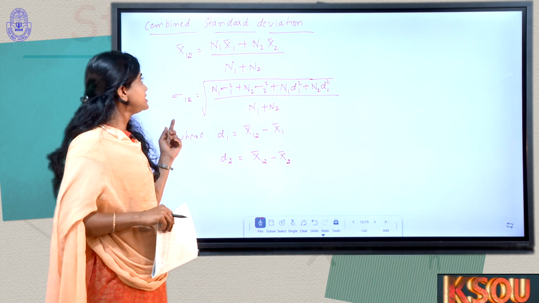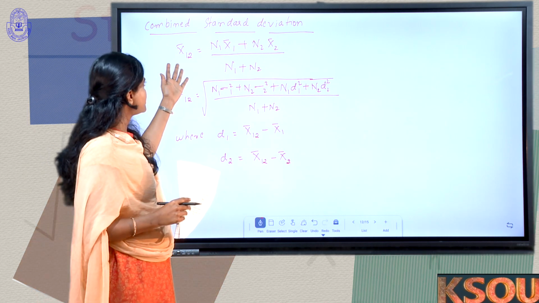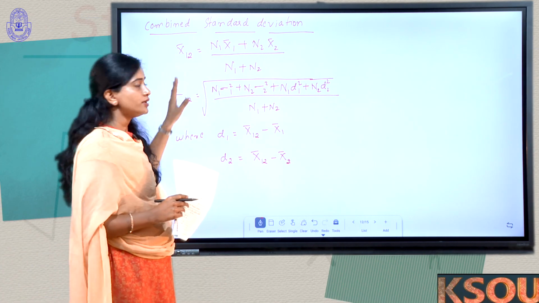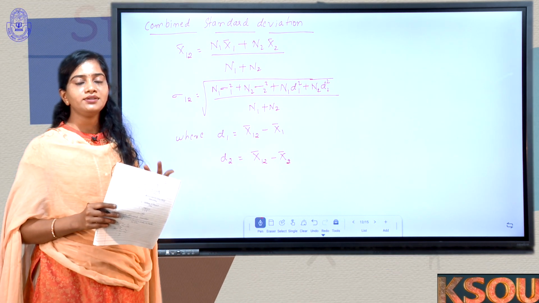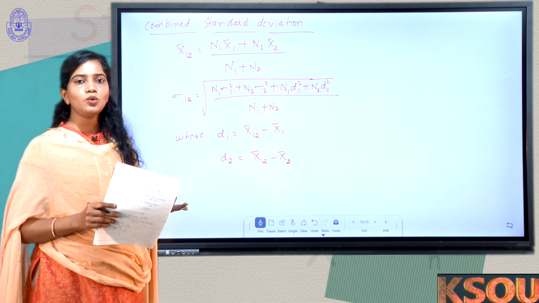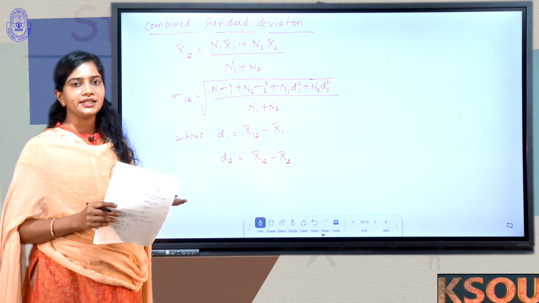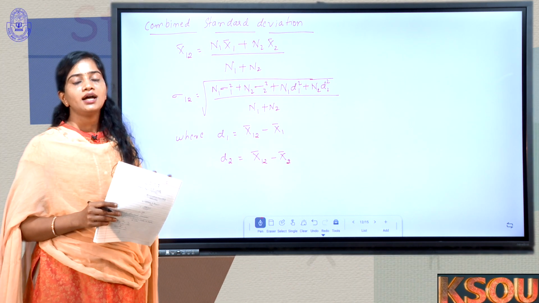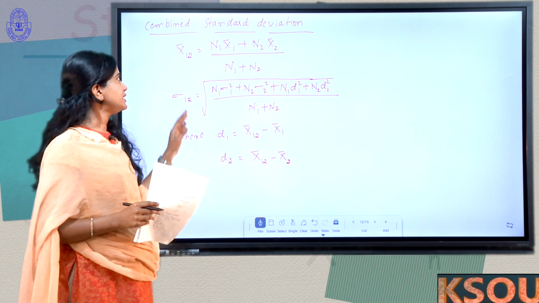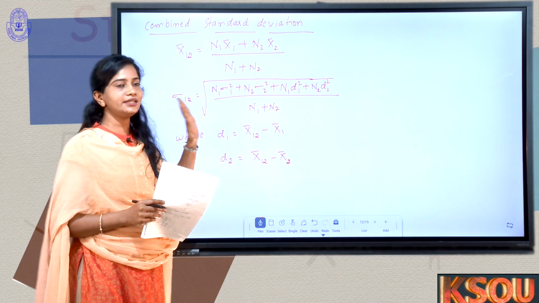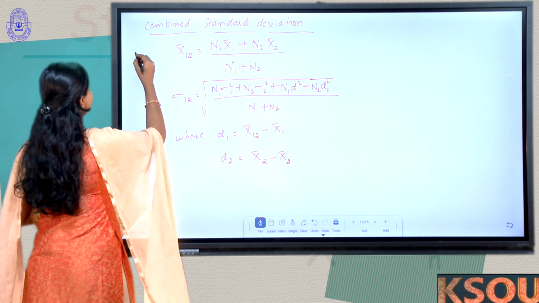Next is combined standard deviation, and you will have to calculate the combined mean as well here. When we have individual mean values, say for n1 items we have sigma 1 standard deviation and x bar 1 mean, and for n2 items we have sigma 2 and x bar 2, we can easily calculate the combined mean and combined standard deviation. So this is the formula in order to calculate the combined mean.